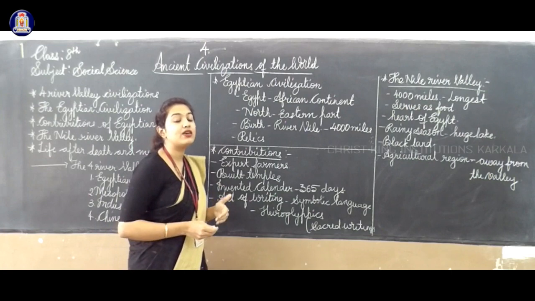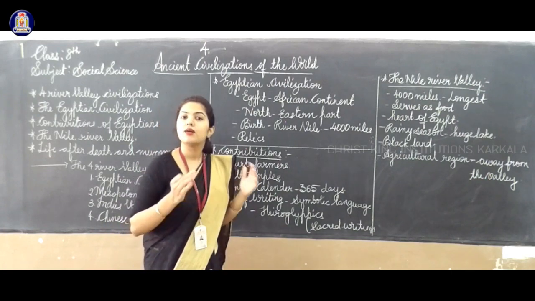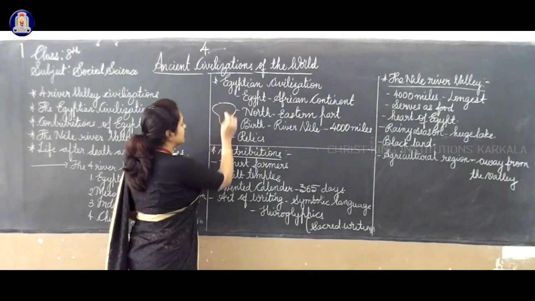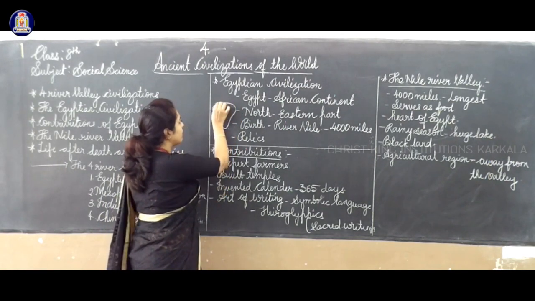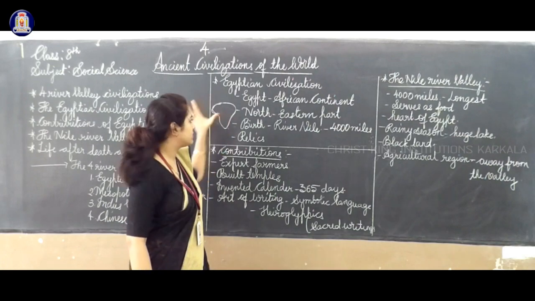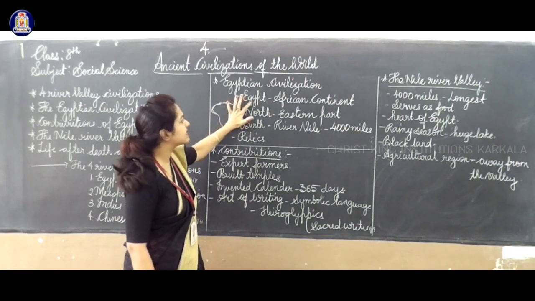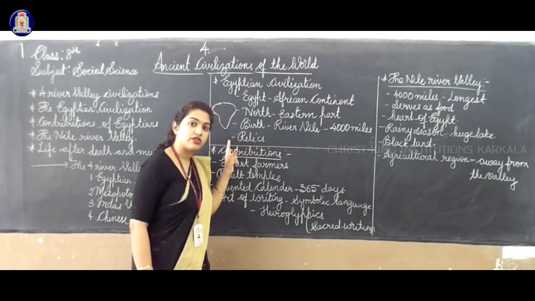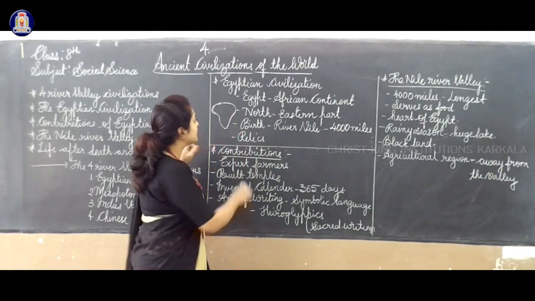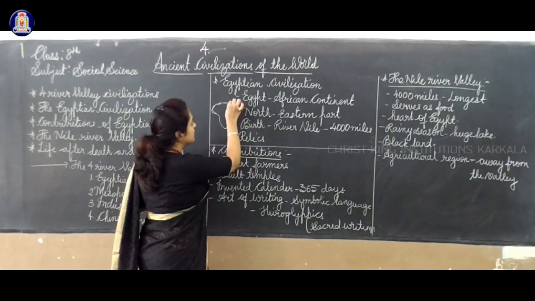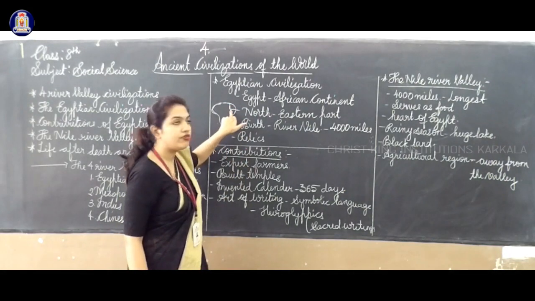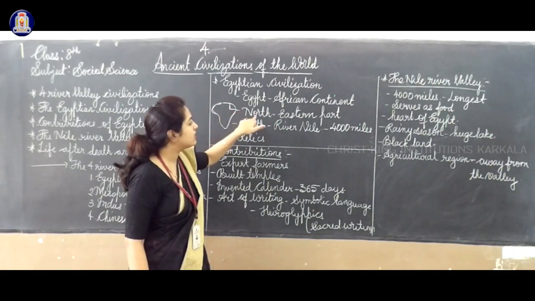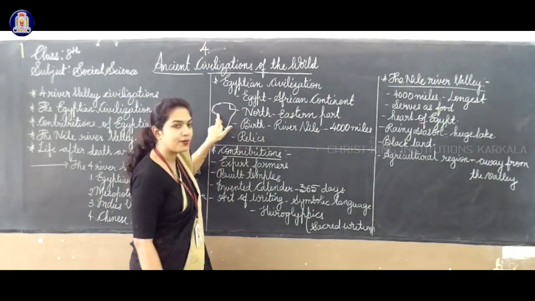Before that we will see where Egypt is located on the map. Students, this is a rough sketch of the African continent. We will see where Egypt is located. Egypt is located in the African continent, as I have already mentioned. It is located in the northeastern part of the African continent.